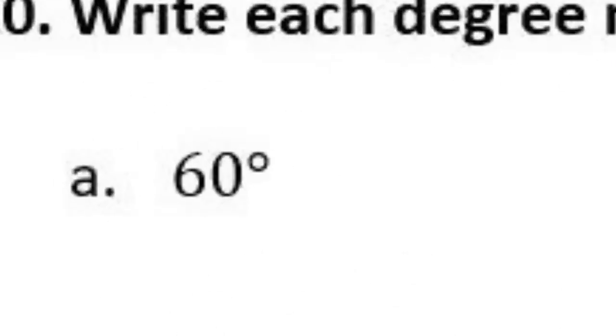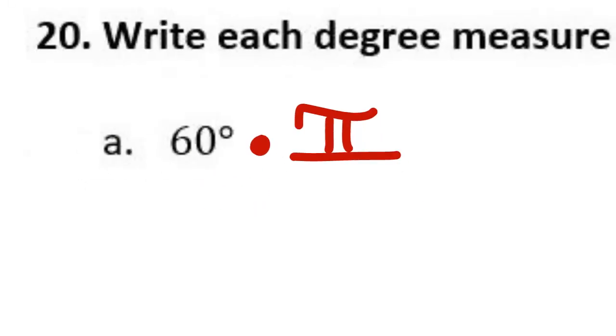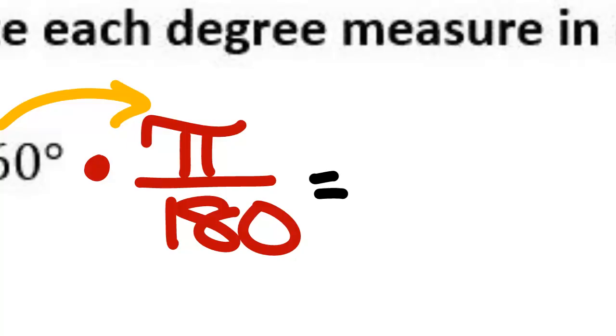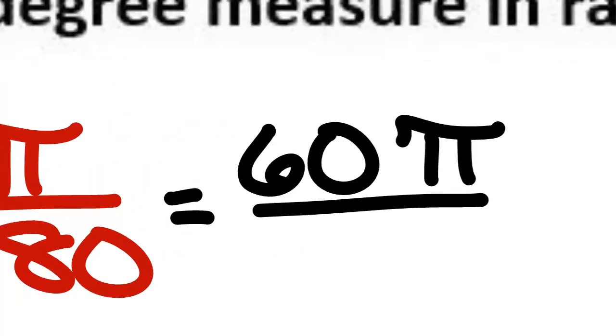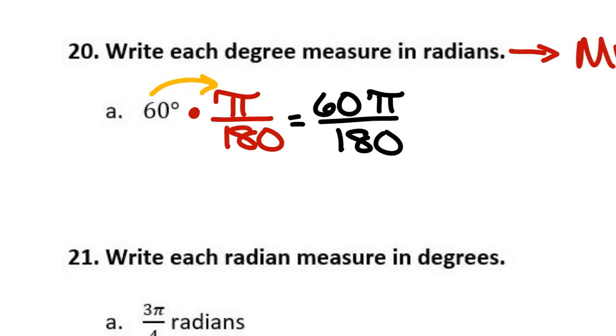So 60 degrees, we're going to take 60 degrees times pi over 180. The 60 will only multiply with my numerator. So I would have 60 pi over 180. And now I have to reduce this down.